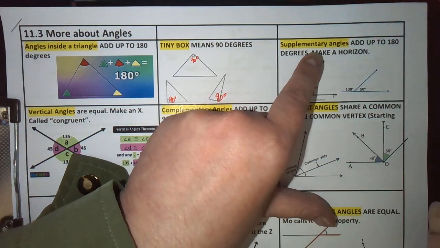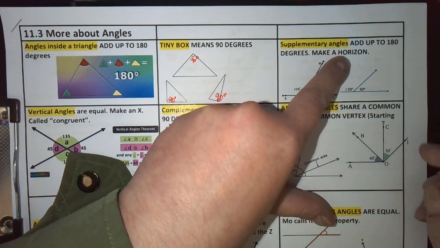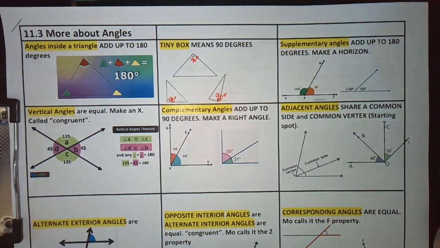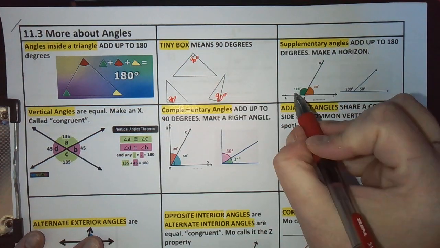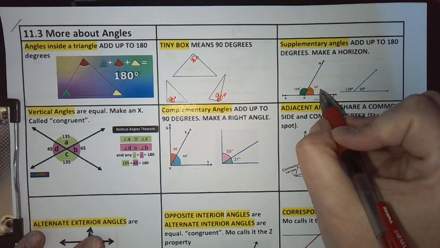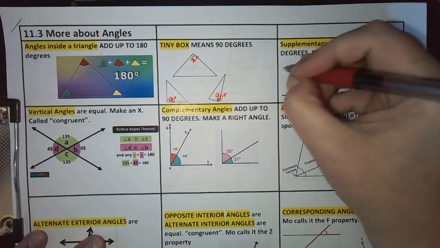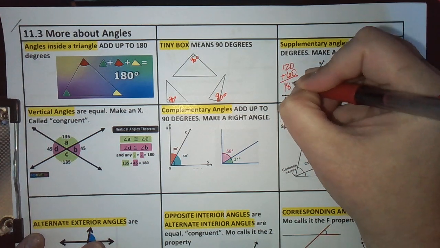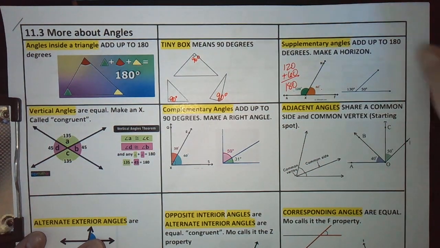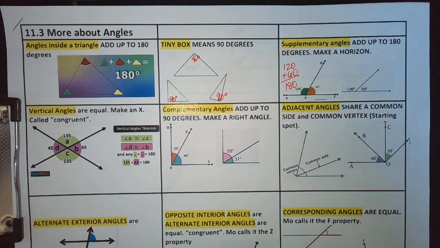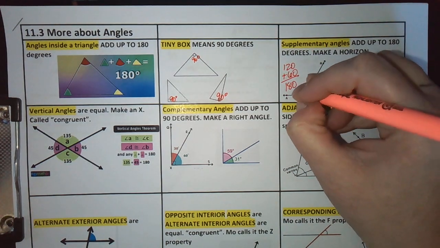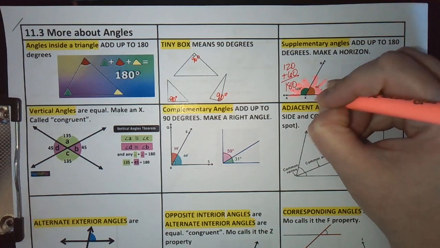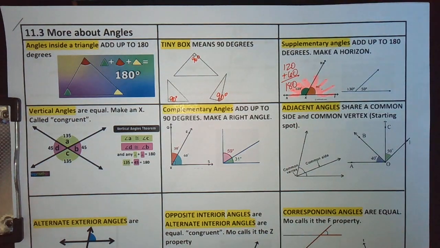Supplementary angles add up to 180 degrees, and I like to think of them as making a horizon. Okay, so if you look at these two angles, one says 60 and one says 20, and if you add those up, hot dog, you get 180. And the way I think of a sunrise is because it's kind of like a horizon, like a sun. Woo. Yeah, no, okay, you don't have to think that.